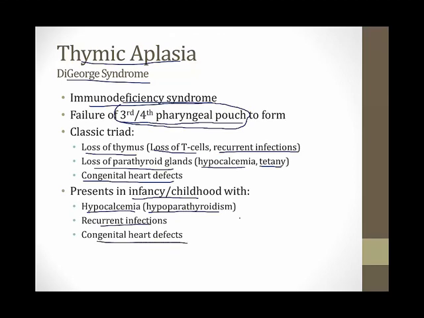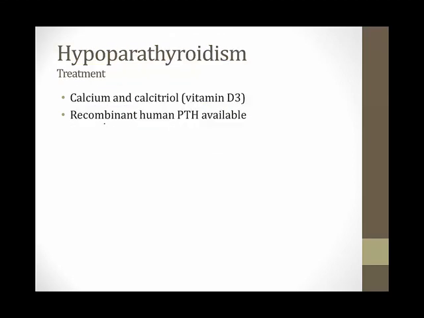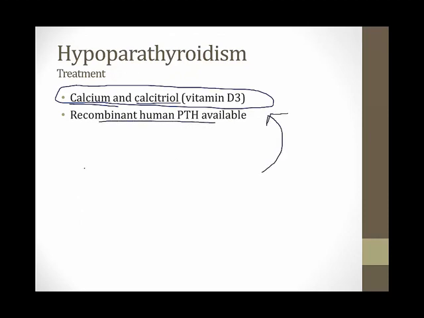The treatment for hypoparathyroidism is to supplement calcium and the active form of vitamin D, which is calcitriol. If patients take enough calcium and vitamin D, they will function normally despite not having an active parathyroid gland. There is a recombinant version of human parathyroid hormone that is available, but often it's not needed because if you supplement calcium and vitamin D, that's enough.